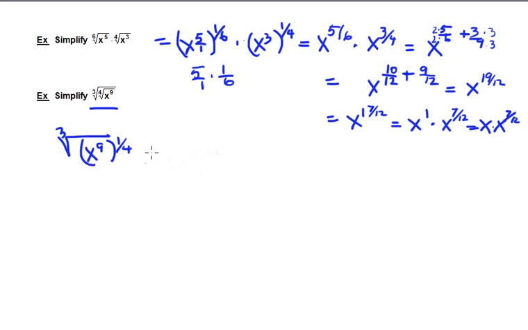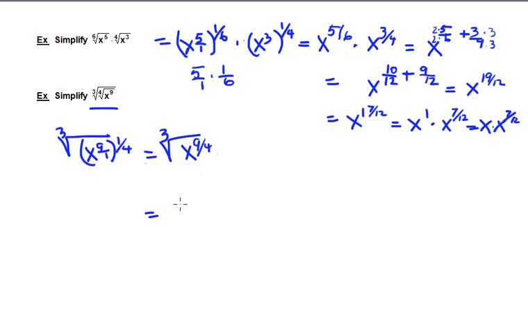Next, I want to use the power to a power rule inside of the radical, so I'll leave that cube root alone for a minute. But the exponent of 9 you can think of as being divided by 1, so this is going to look like x to the 9/4. And I could try to change this to a mixed number as I did before, but because I still have some work to do with this radical, I'm going to leave it as is.